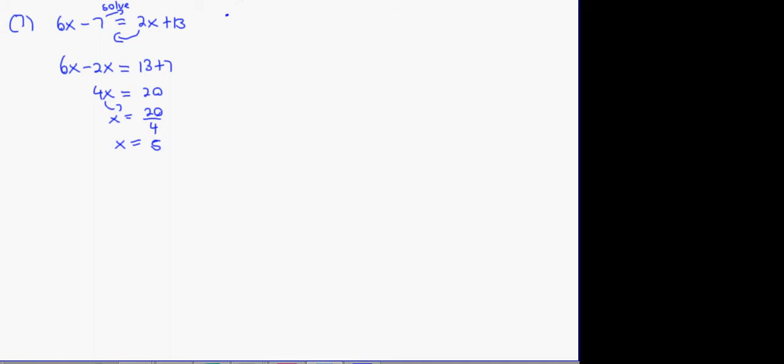Alright guys, for question 8, what's the question? 11 minus 7 bracket x plus 2 is equal to 5 bracket x minus 3. So you get a 5 bracket x minus 3. Happy with that? Okay guys, so what do we get?